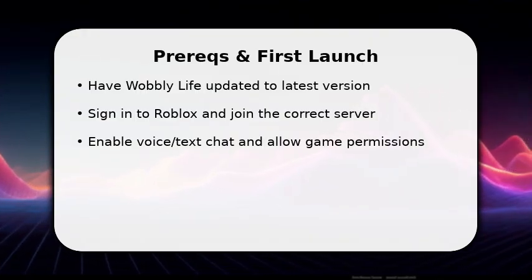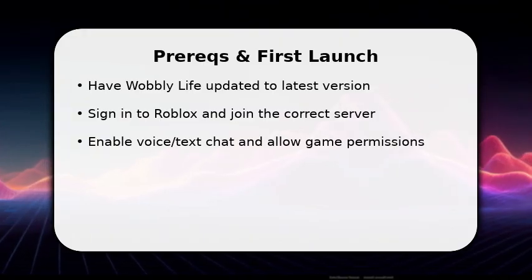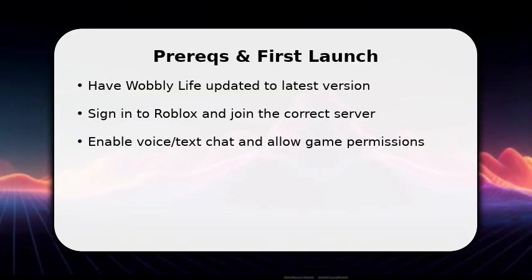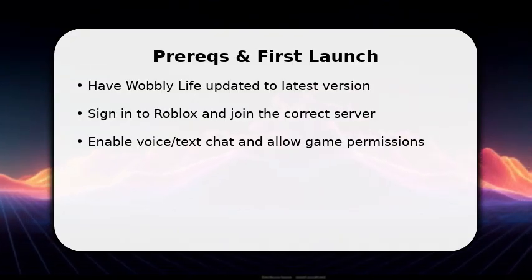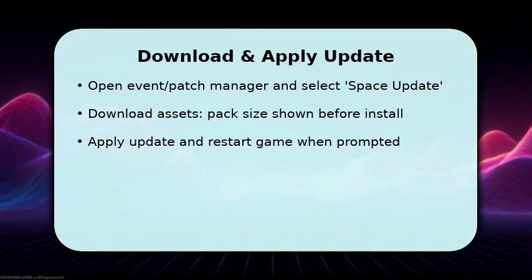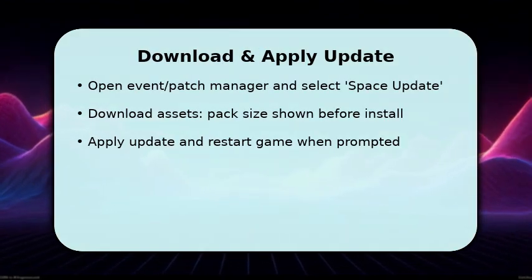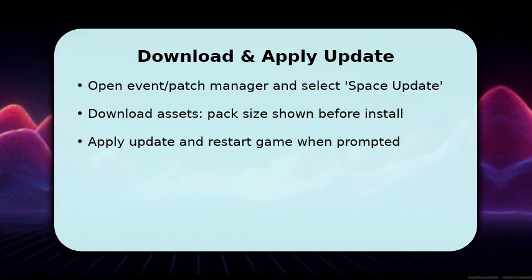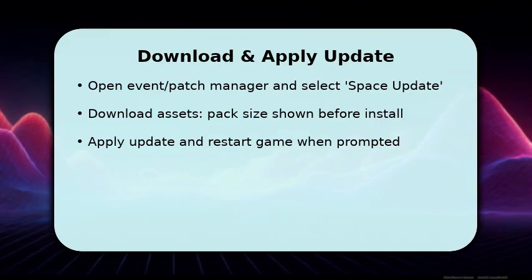Follow on-screen prompts to check for the space update flag and prepare to download any required assets before moving to the next phase. Once the space update appears, you select it in the patch manager and begin the download. You'll see pack size and progress, so monitor bandwidth if needed. After the files finish, apply the update. This step modifies local game files and triggers asset migration.